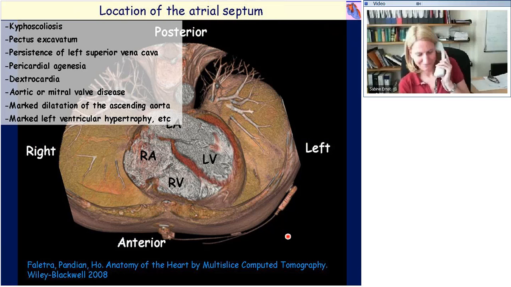Now, people sometimes ask, how many degrees in LAO are you looking at? And it really depends on the axis of the heart. You see here probably the axis is about 40, 45 degrees. And you could nicely individualize that angulation by going a little bit further around, let's say, to a 50 or 60 degree LAO, or in fact going a little bit less if the heart is more sagittal in the chest.